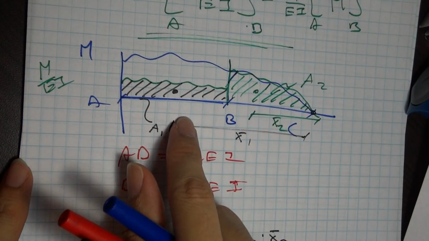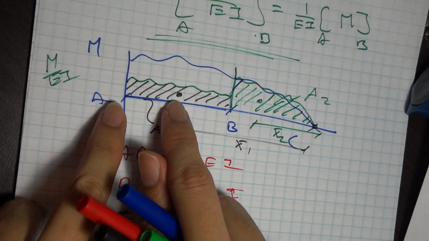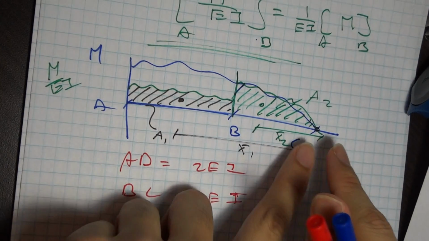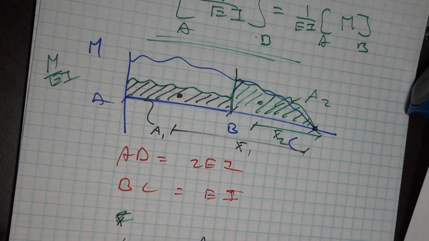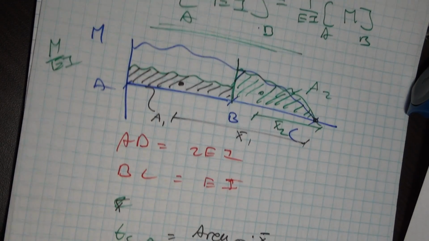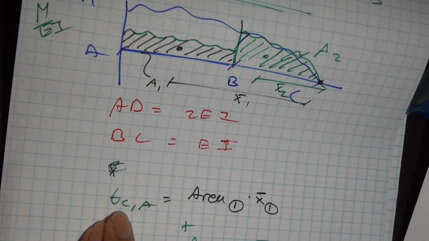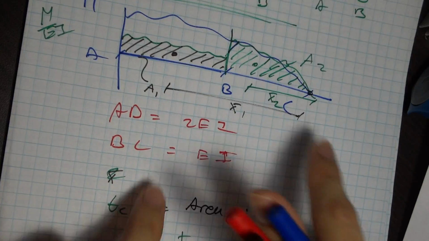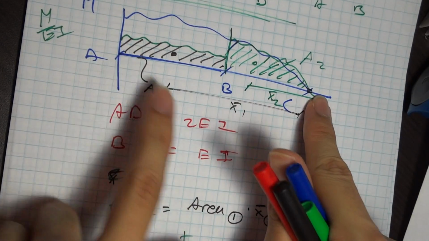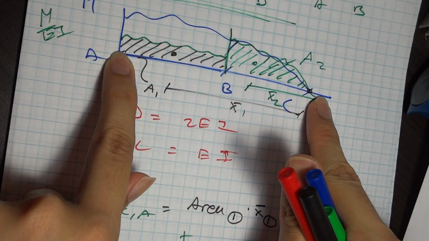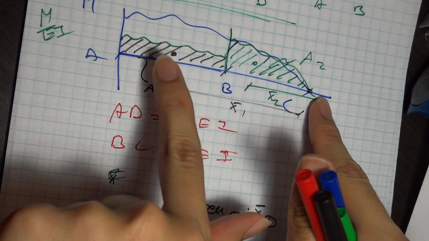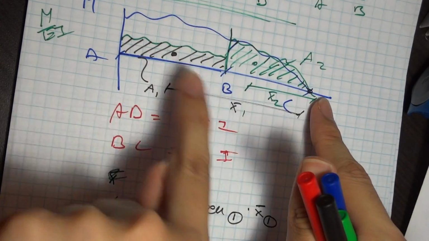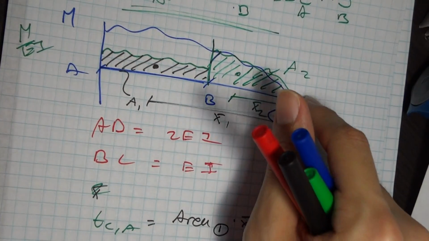I'm making a big deal about which centroid you take because you do not want to multiply by this one. You always take the centroid about the point that you're interested in. I'm interested in C. The first letter is always the point that I'm interested in. If I'm interested in TCA, TC with respect to A, I need to take the area of the entire shape from C to A times the distance of the centroid from C to the centroid of this shape. Because I have irregular shapes, I broke this up into two parts.